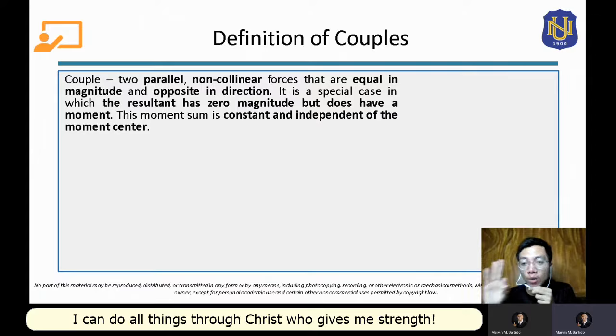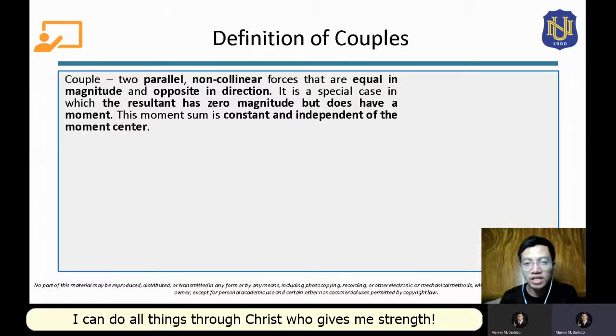The third one, they have to be equal in magnitude. And the last one, they should be opposite in direction. If one condition here is not met, those two forces are not a couple. So these four conditions should be met.